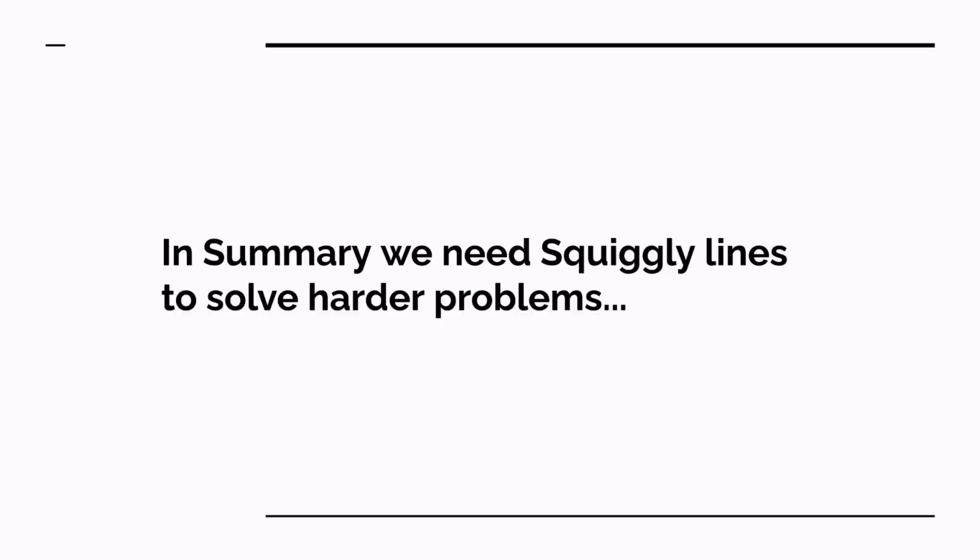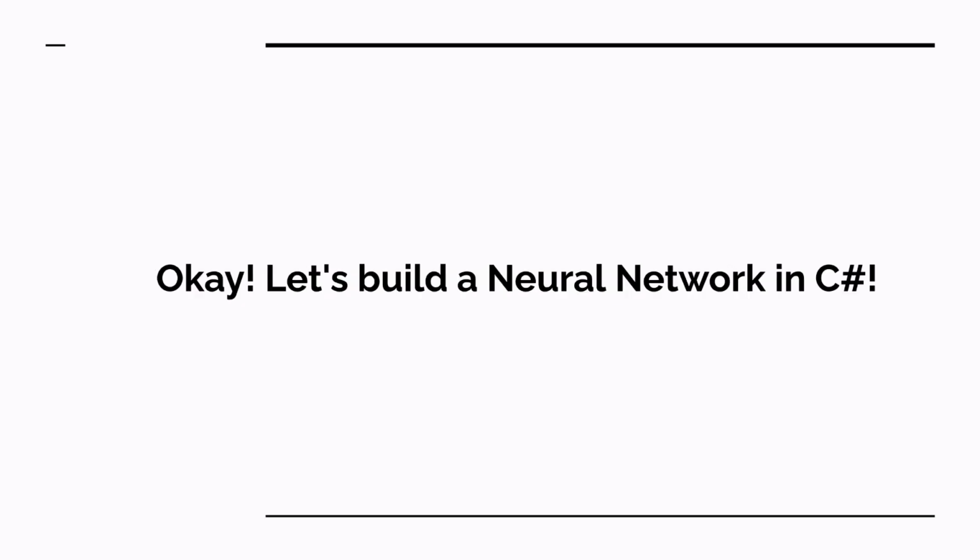All right, in summary, we need the sigmoid function because we need nonlinear relationships. We need squiggly lines to map well with the data. And we need the bias nodes because sometimes our input does not relate directly to our output, and because you can't multiply 0 by anything to output a 1, for example. Okay, let's build a neural network in C#.